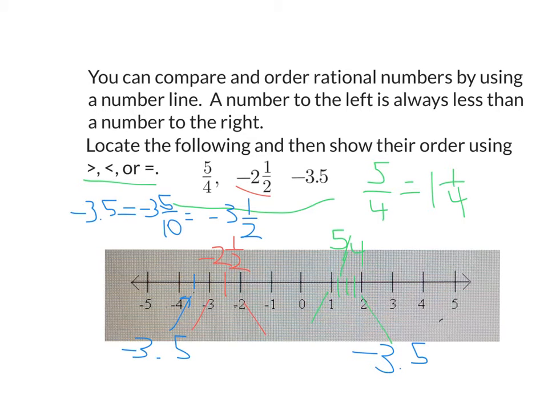What number is going to be next? It's going to be negative 2.5. And then what number is further to the right? It's going to be 5/4. So again, we're just going from left to right here. So that means that this number here is greater than this number here, and that number there is greater than that number there. So I can tell the relationship based on that.